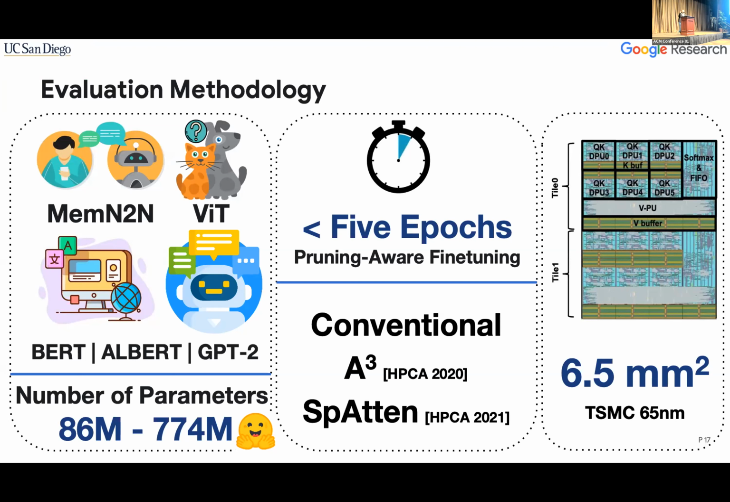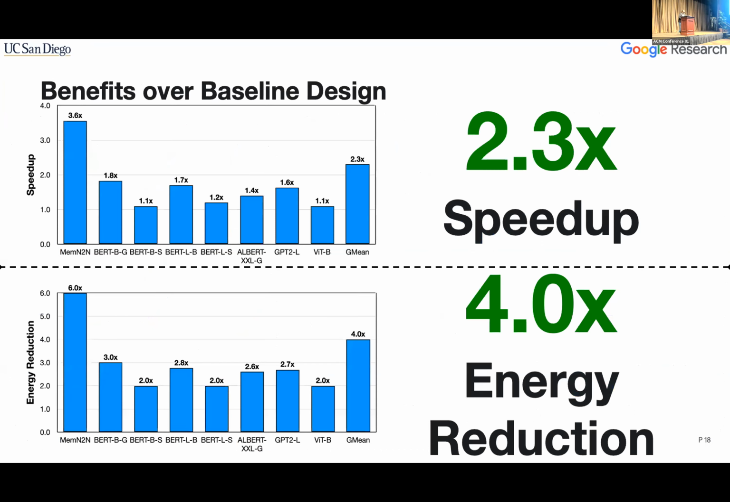Our fine-tuning approach is only 5 epochs, very short for threshold finding. And finally, we compare with conventional methods, A3 and SPADN. Also, we synthesized our accelerator with TSMC 65 nanometer, and that's the area.